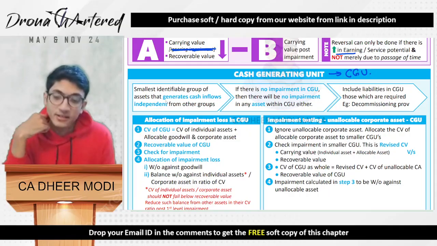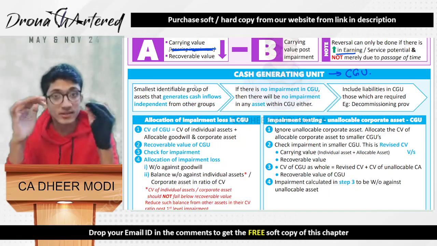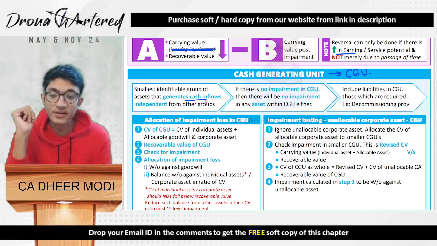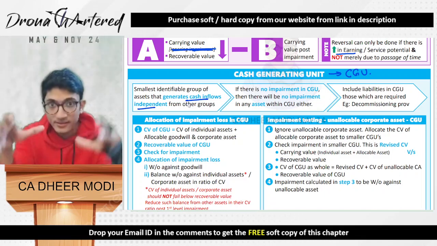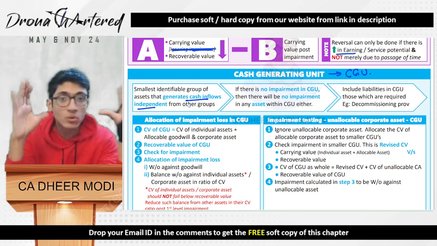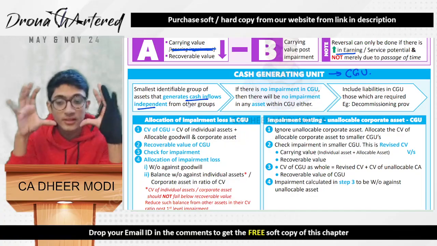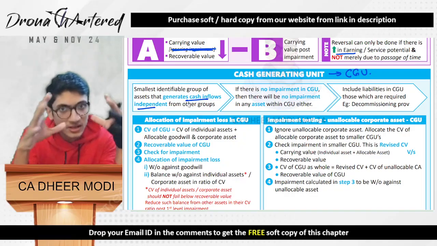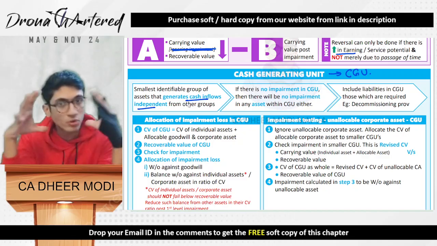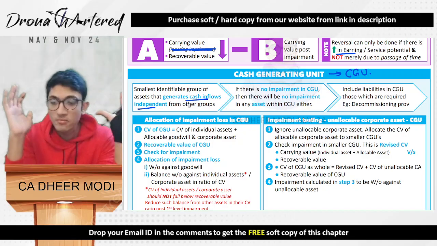The cash generating unit is the smallest identifiable group of assets that generates cash inflows independent from other groups. That means certain assets can individually generate cash flows, and they don't care what other assets in the same company are doing. This is the CGU. Break down the name: cash generating unit, the smallest identifiable group of assets capable of generating independent cash flows from others.